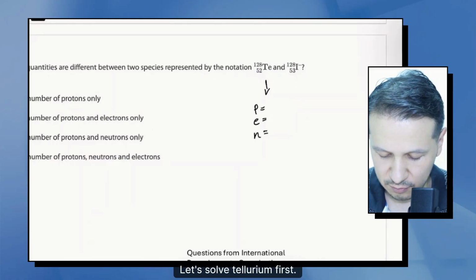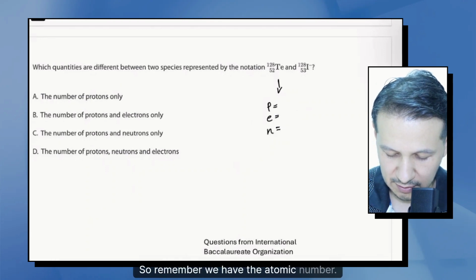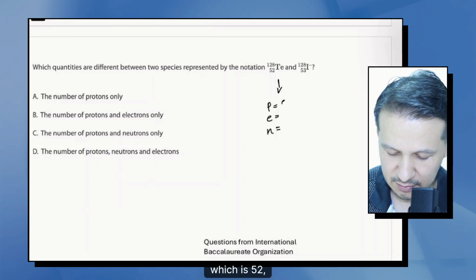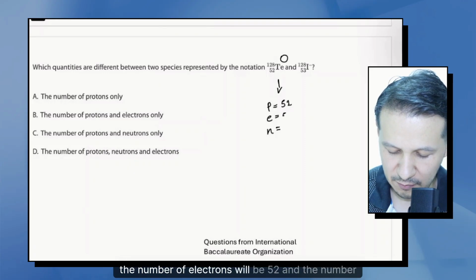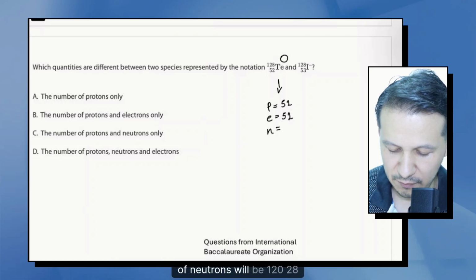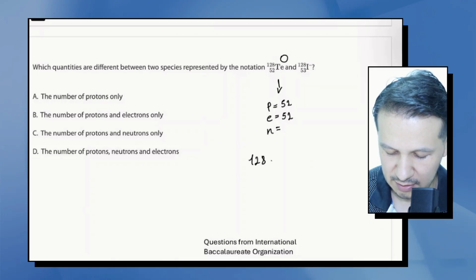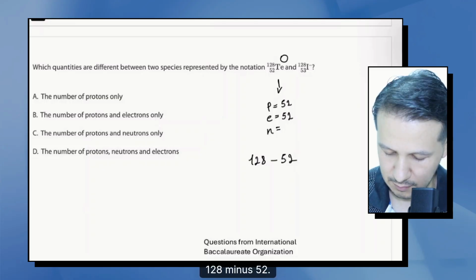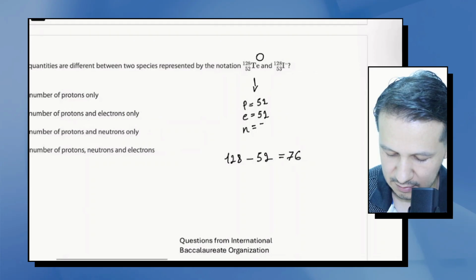Let's solve tellurium first. So remember, we have the atomic number. The atomic number will be the number of protons, which is 52. The number of electrons, since this is neutral, will be 52, and the number of neutrons will be 128 minus 52. So let's do this. 128 minus 52, that will be 76.